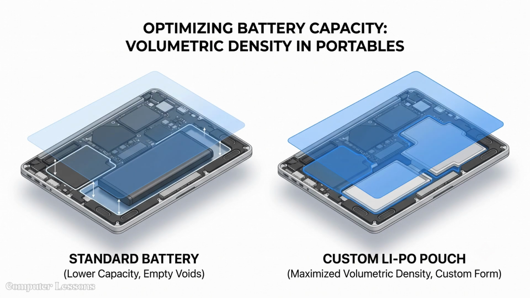Battery engineering focuses on volumetric energy density, attempting to pack the maximum chemical energy into a thin, irregular shape. Lithium polymer pouches are often custom-shaped to fill every available void inside the chassis. Balancing battery capacity against the total weight of the device is a primary portable constraint.